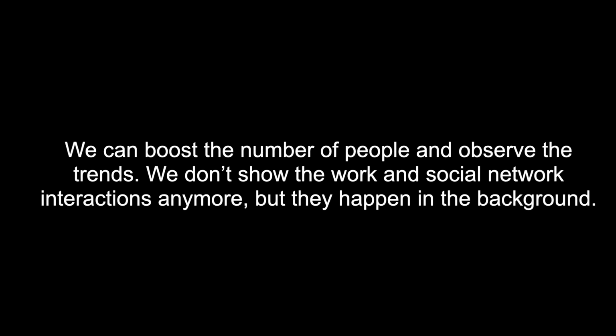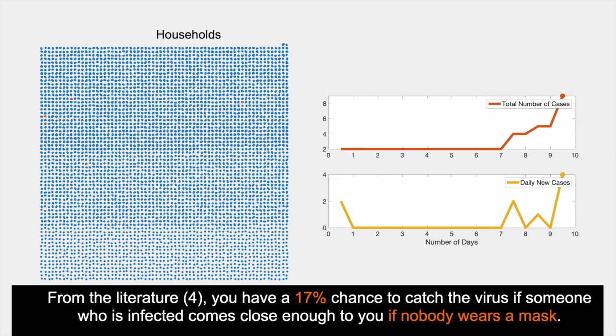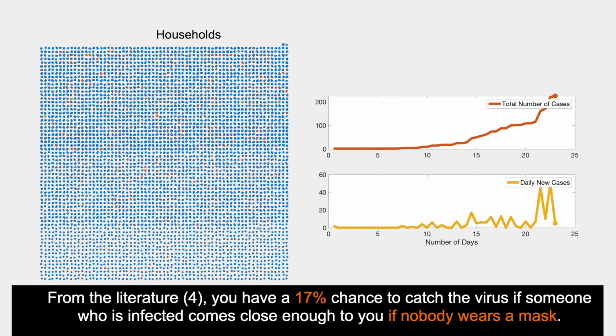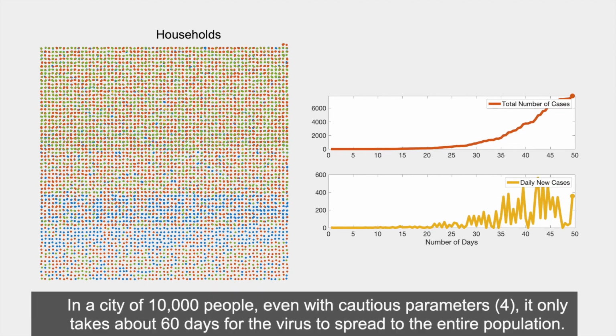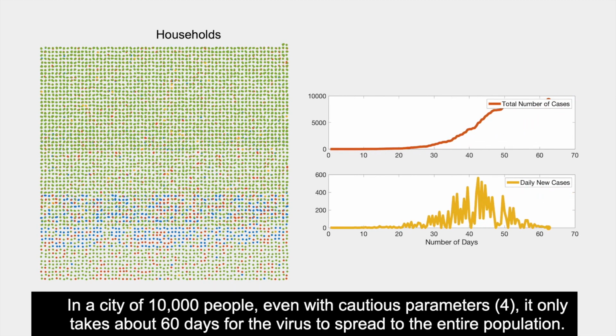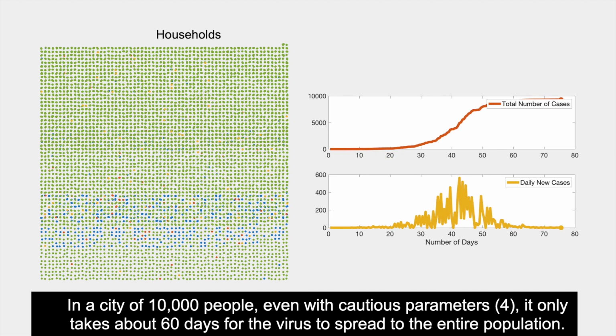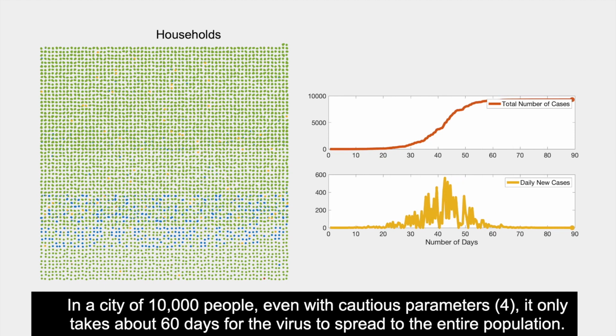We can boost the number of people and observe the trends. We don't show the work and social network interactions anymore, but they happen in the background. From the literature, you have a 17% chance to catch the virus if someone who is infected comes close enough to you if nobody wears a mask. In a city of 10,000 people, even with cautious parameters, it only takes about 60 days for the virus to spread to the entire population.